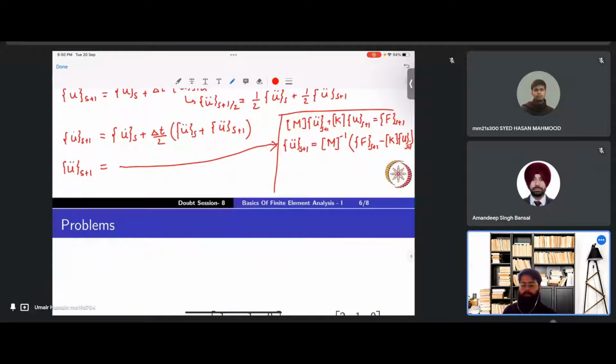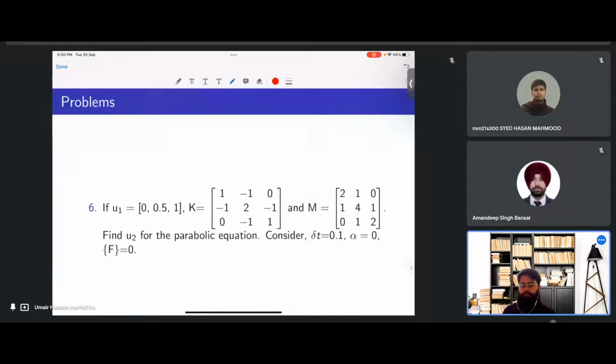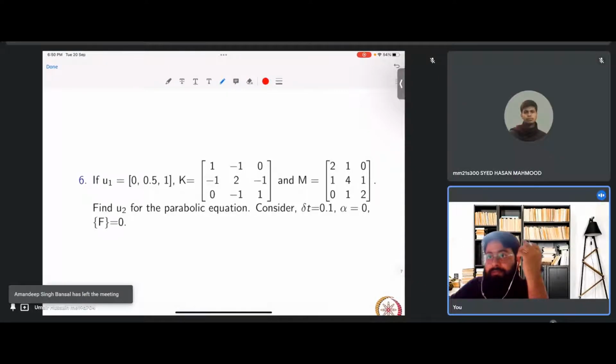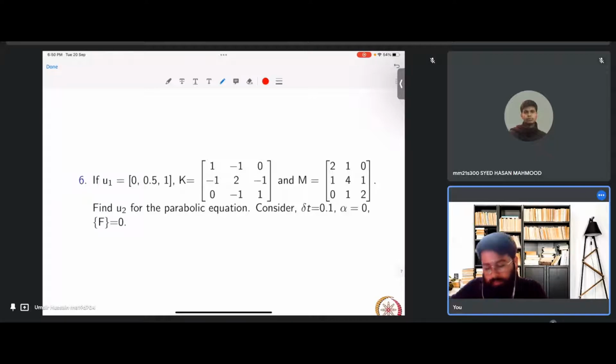Okay. And we go on to our last question. We have a given solution at the first time step, u1. We know the k matrix, we know the mass matrix M, and we were given delta t 0.1. We know alpha equals 0, so that implies this is the forward approximation. And we're given f equals to 0. So we need to find the solution at the next time step.